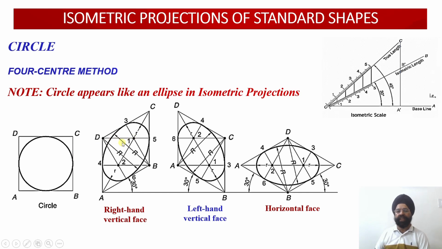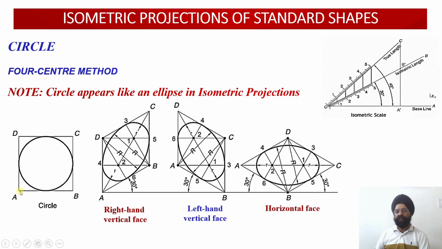So in order to draw a circle in the isometric projections, the first thing we need to do is inscribe the circle within a square, because a circle can be inscribed in a square as both the diameters are equal. So the boundary rectangle we construct becomes a square, because both the diagonals of the circle are going to be equal. Whatever diameter is given, it may be 30, 40, or 50 millimeter, we know the diameter of the circle, and the first step is to inscribe this circle into a square.